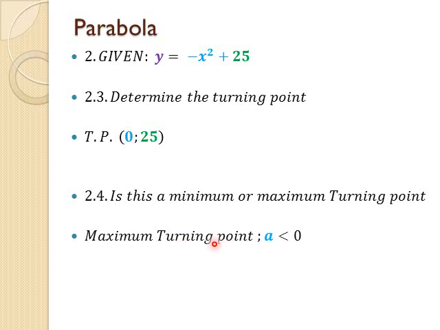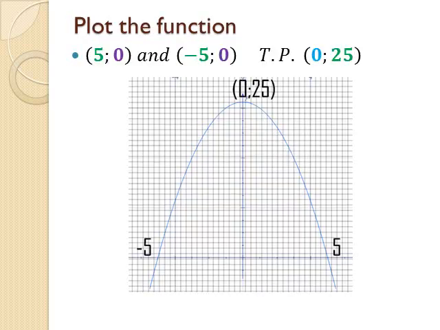So you can either have a minimum or maximum turning point, and there are two ways we will test it. If we plot the function, (5; 0), (-5; 0), and there's (0; 25). So you see the graph is turning at that point. So therefore, that point is the biggest value y will become, therefore it's called a maximum turning point. I hope it makes sense.